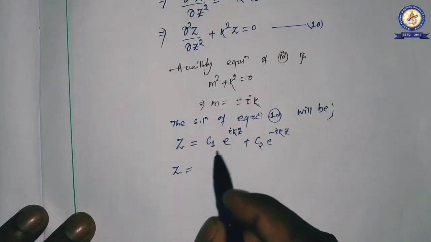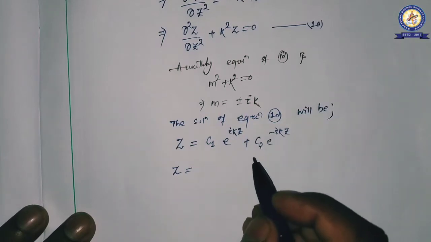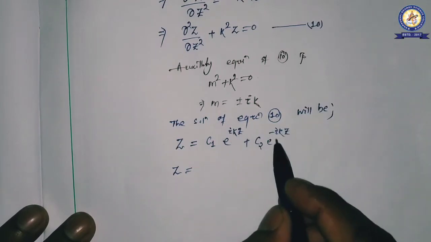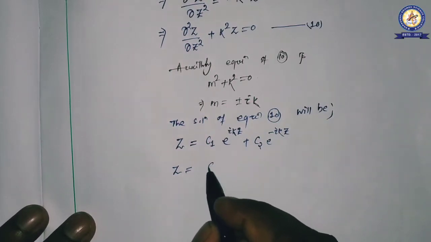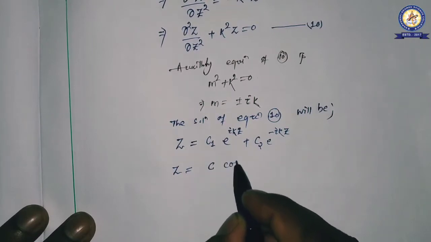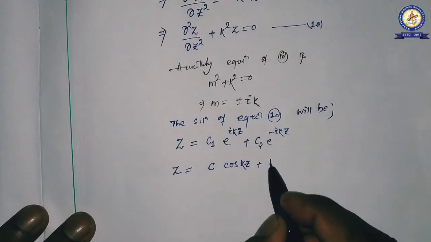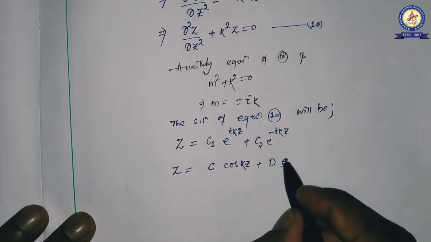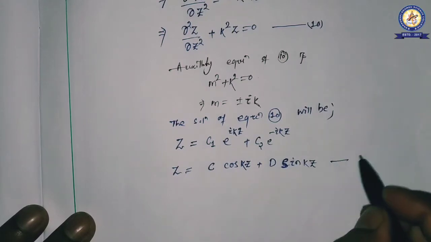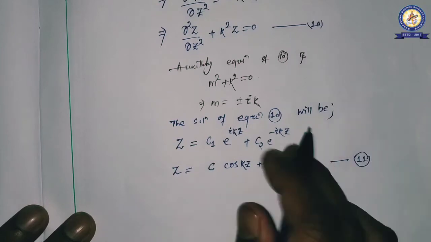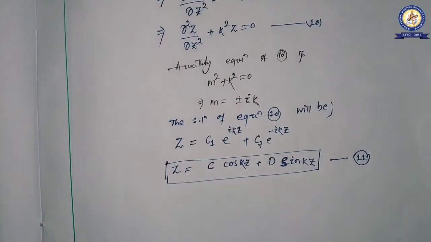This one also can be written as Z equal to, if we transform e to the power ikz to cos kz plus i sin kz, and this will be cos kz minus i sin kz, then this can be written as C cos small kz plus suppose D sin kz. This is the solution of the equation number 10.